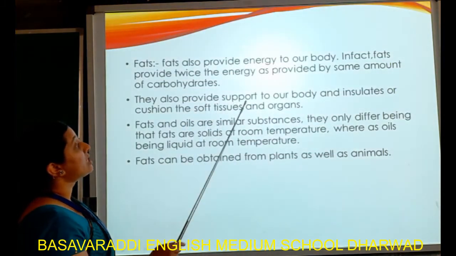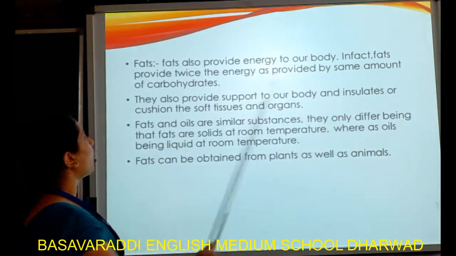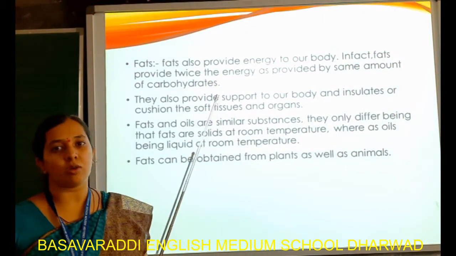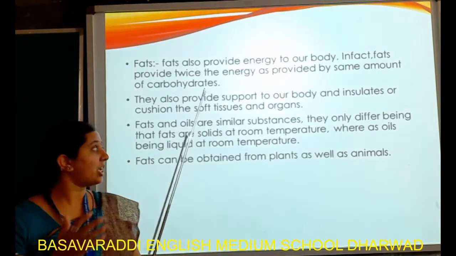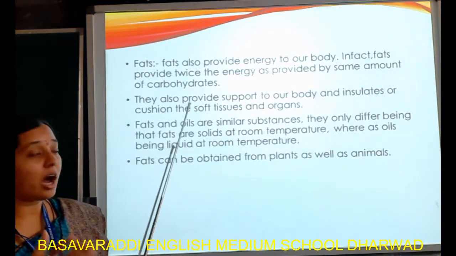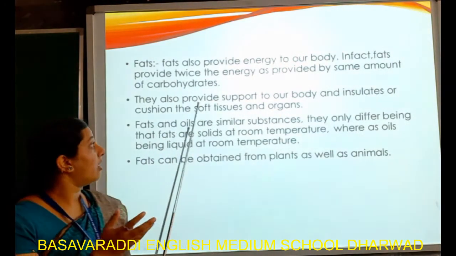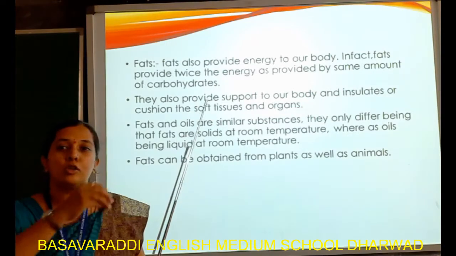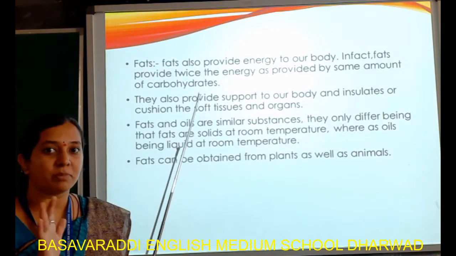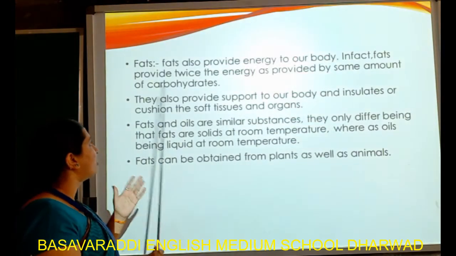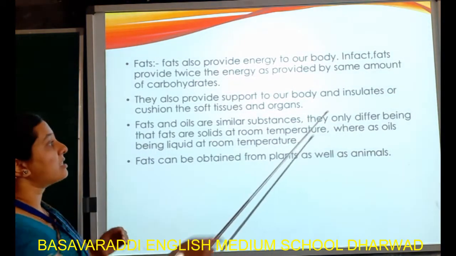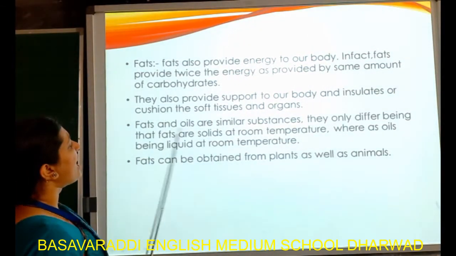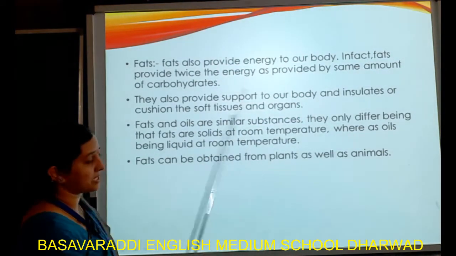They also provide support to our body and insulate or cushion the soft tissues and organs. So they are not just providing energy, they are also supporting and insulating organs and soft tissues. Like you add oil to your vehicles so that the engine keeps working perfectly, in the same way these fats act as insulators or cushion the soft tissues and organs.